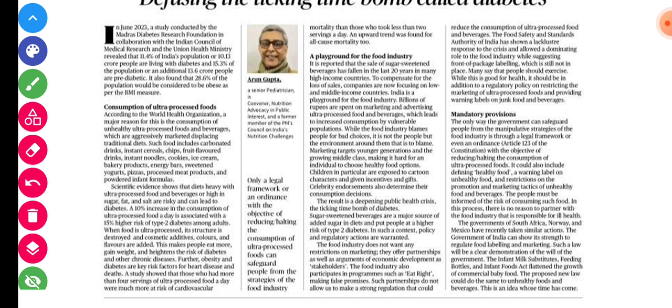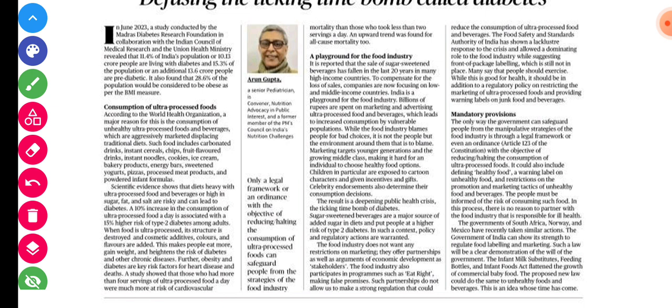And what important role does the food industry play in causing the diabetic condition in the Indian population? In the last 20 years, in many high income countries, diabetic conditions have grown in the population. To compensate for the loss of sales, companies are now focusing on low and middle income countries, which are more vulnerable to the purchasing of these ultra processed foods in the Indian market.